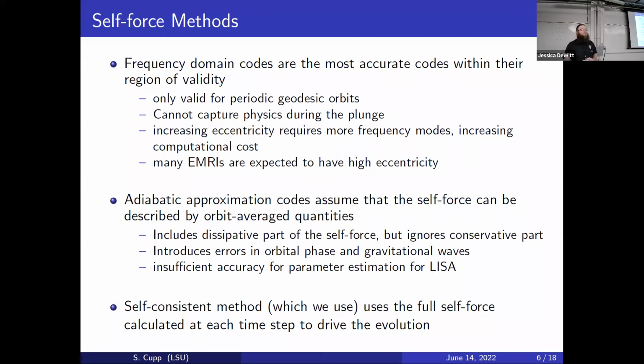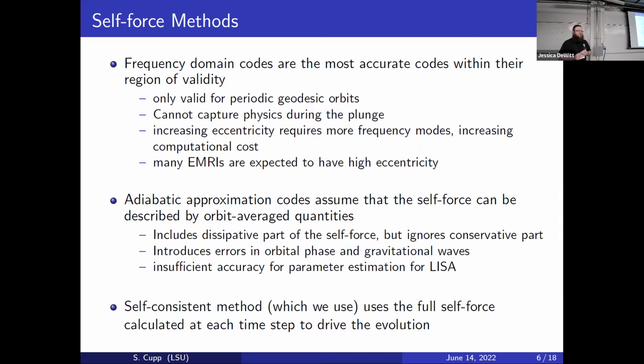However, they're only valid for periodic geodesic orbits, which inspirals aren't. So that's a problem. They can't capture the physics during the plunge. So also increasing eccentricity, of course, does require more frequency modes, which is going to increase the computational cost. And many EMRIs are expected to have high eccentricity.